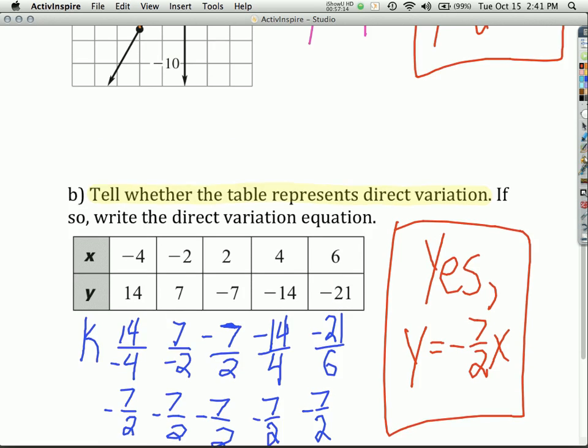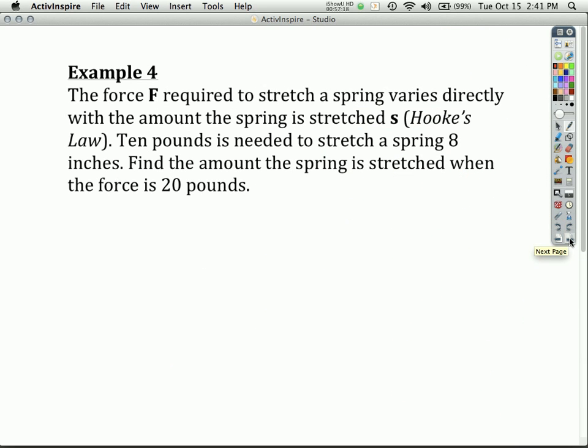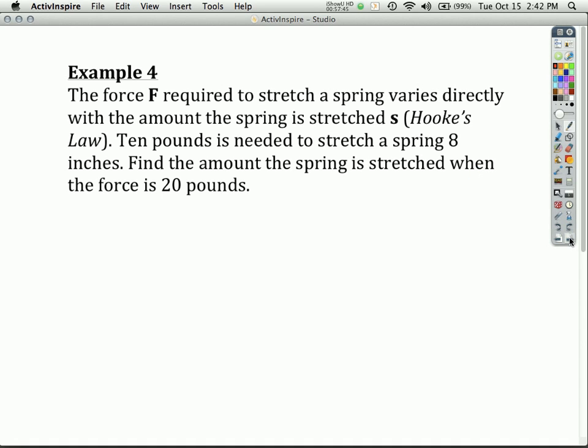Okay, I do have one more example, but we're not going to do it. I just want to show you quickly that this actually does come up in a lot of different areas of our world, but here's a science example. There's a law called Hooke's law that is a direct variation. It has to do with stretching a spring and the amount of force required to stretch it. You can do a lot of calculations with that. So that's just a real-world application of it, but it's still executed the same way.